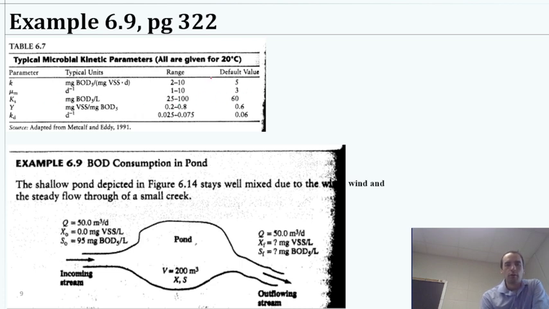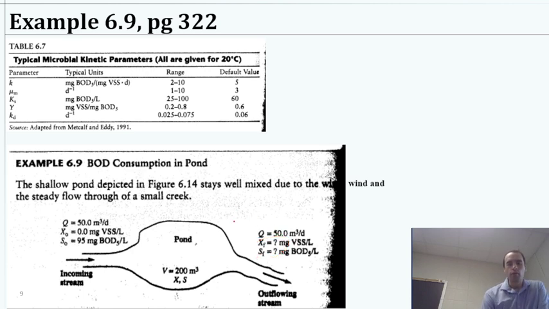Essentially, we're going to use these default values, but it's just providing some ranges here. So then Y, we get a default value of 0.6, and KD a default value of 0.06. Okay, so the example says we have a shallow pond here in this figure 6.14. It stays well mixed due to the wind and the steady flow of a small creek. So we have a pond, and essentially what we want to know is X final and S final.